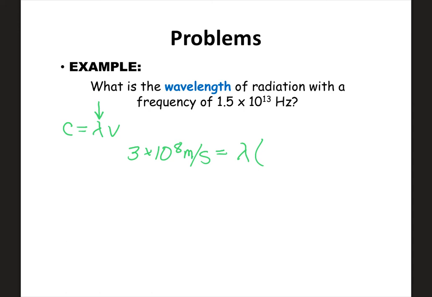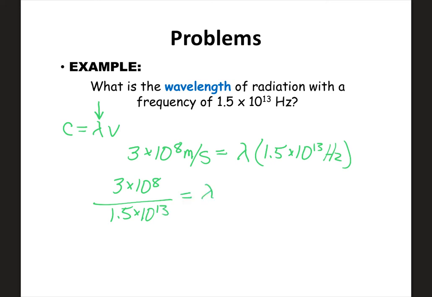Be careful. You do got to watch your units here. Is that the unit we want for frequency? Do we want frequency to be in hertz? Well, yes. We want frequency here to be in hertz, so we're good. So 1.5 times 10 to the 13th hertz. So now we just need to solve for the wavelength here. If you want to solve for wavelength, all you're going to do is divide both sides by 1.5 times 10 to the 13th hertz. So if I rewrite this for you just this time, you'd have 3 times 10 to the 8th divided by 1.5 times 10 to the 13th, and that would be equal to your wavelength here.